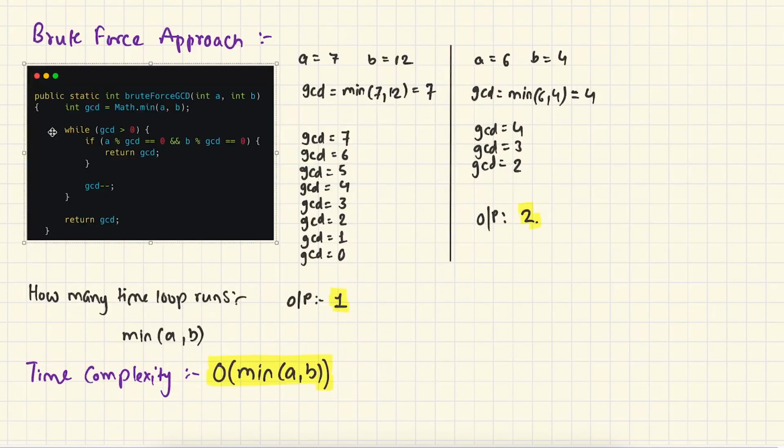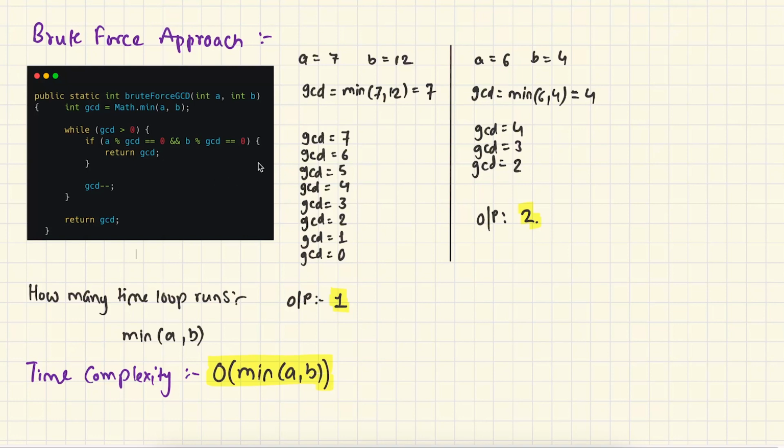So here you can see a brute force approach to solve this problem. In this code, first we are finding the minimum of A and B, and then we are running a loop in reverse order while GCD is greater than 0. In each iteration we check whether both the numbers are divisible by GCD or not. If we find that number, we immediately return the GCD.